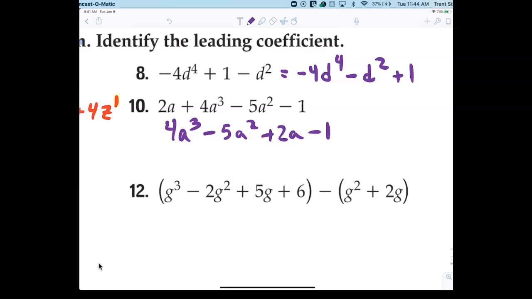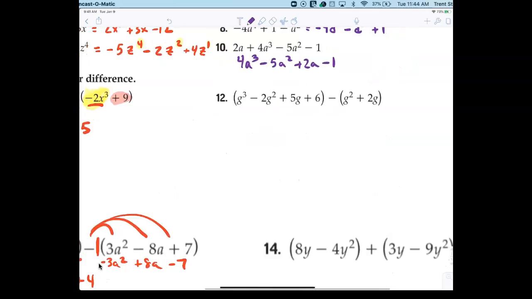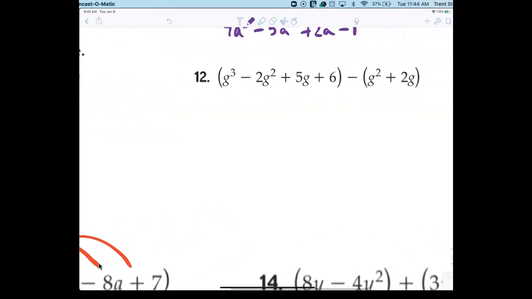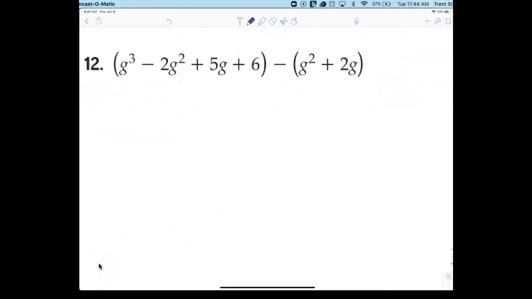All right. Now, number 12. Now what we're going to do is we're going to add or subtract. All right? Now, what I want you to realize is there is a 1 here. So really, is there a need for the parentheses on the first polynomial? No. So I'm going to just rewrite that as g cubed minus 2g squared plus 5g plus 6. And then I'm going to distribute the negative 1.